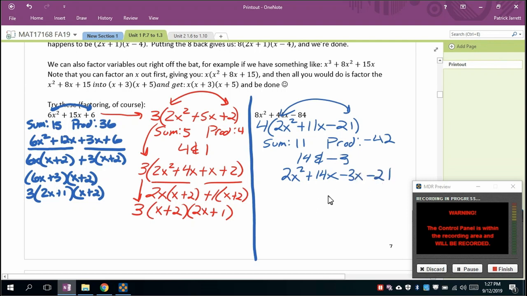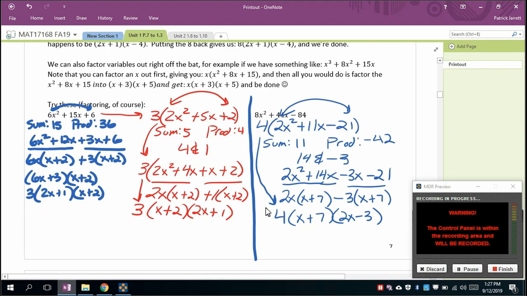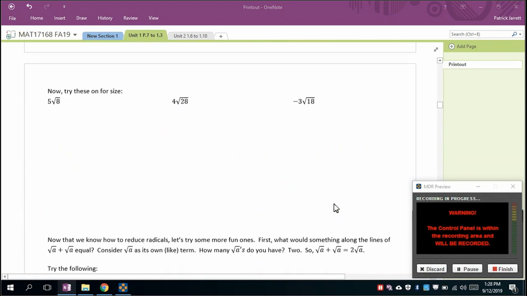Now, of course, you could write it 2x squared minus 3x plus 14x. We've established that. I'm going to hammer that in your heads, hopefully. I could take out a 2x here, giving us x plus 7. And since this is a negative 3, I have to take a negative out, and it can be negative 3 times x plus 7. So I end up with x plus 7 times 2x minus 3. And don't forget the 4 that I took out. So that's how we factor. That's a slightly easier way to factor quadratics with big numbers.